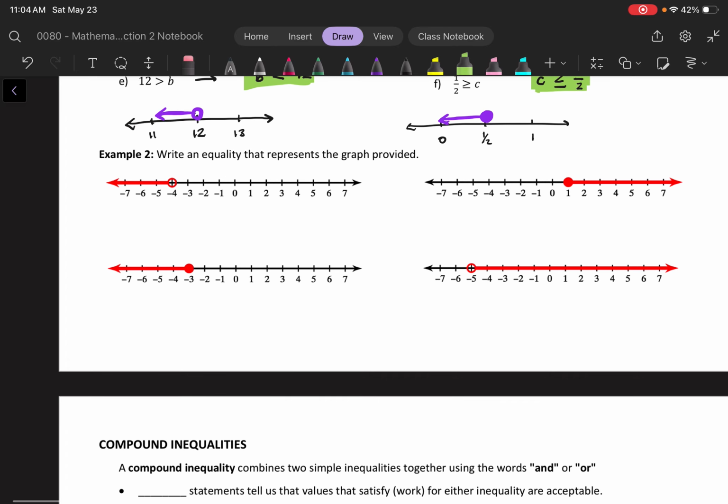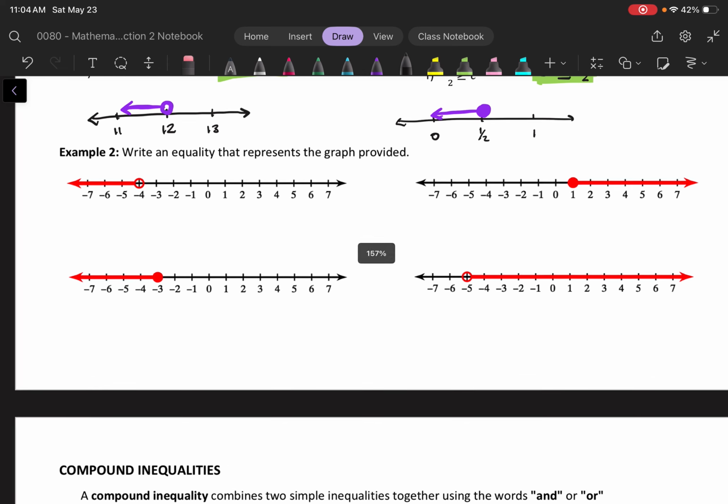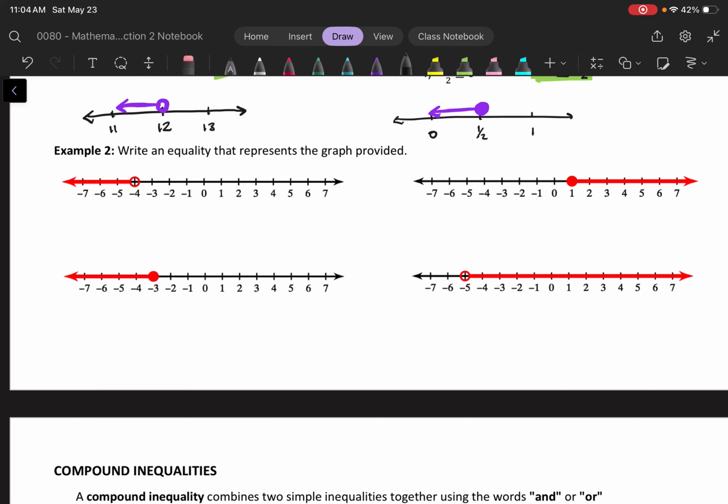Okay. The next ones, we're going to write the inequality that represents the graph provided. As we take a look at this, we get to choose any variable we want. I'm going to choose x for the first one because that's usually people's go-to. I'm going to take a look at the number where the dot is. So this is a -4 in this case. Then I am going to look at the directionality of the arrow. The arrow is pointing to the left, or smaller than -4.